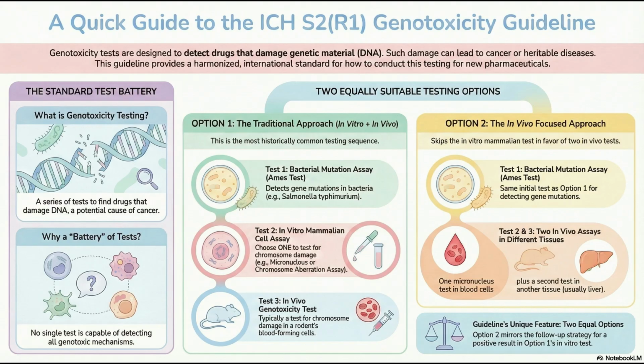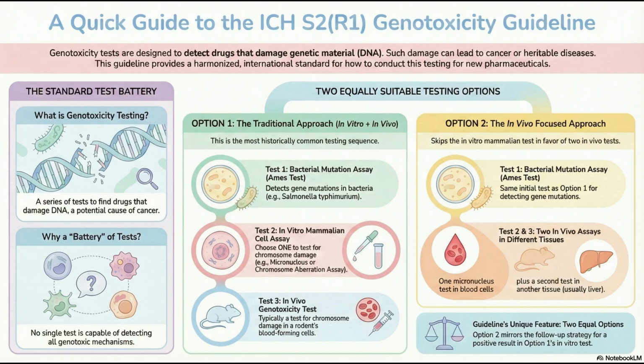And why the liver specifically? Well, the rationale is that the liver is the primary metabolic organ. So if a drug needs to be metabolized to become genotoxic, the liver is absolutely the best place to find that activity. It's interesting that the regulators allow 2 distinct, structurally different paths. It suggests flexibility, but the underlying requirement remains the same. Make sure we cover gene mutation, chromosomal structural damage, and numerical damage with at least one in vivo test.